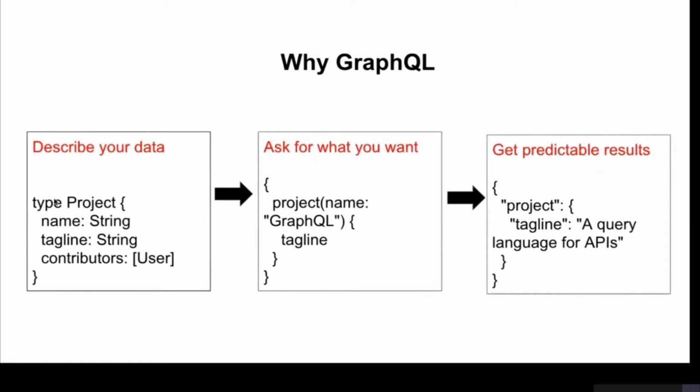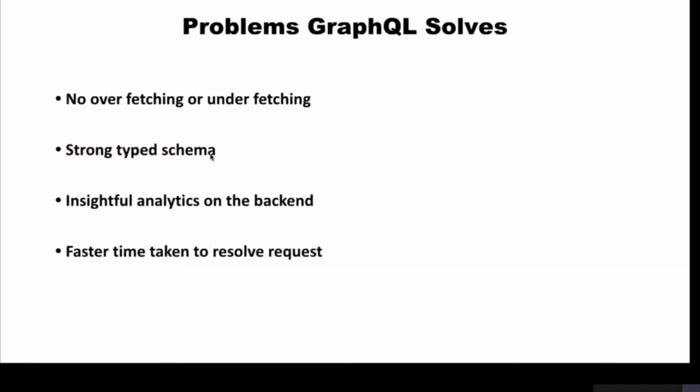From the previous slide, you can see on the type object of project what the type looks like, name is typed to string. So since we can specifically type what we want, GraphQL also ensures that it is a strongly typed schematic language.